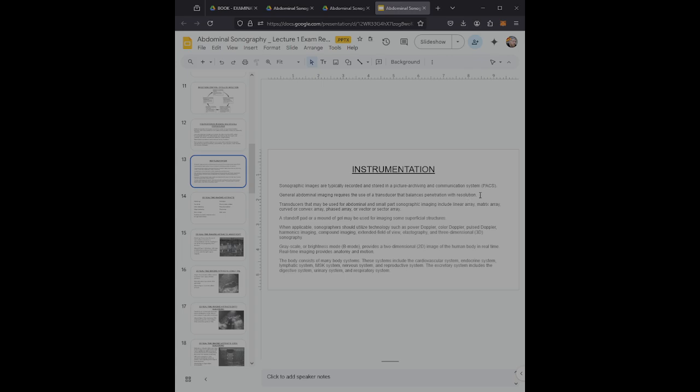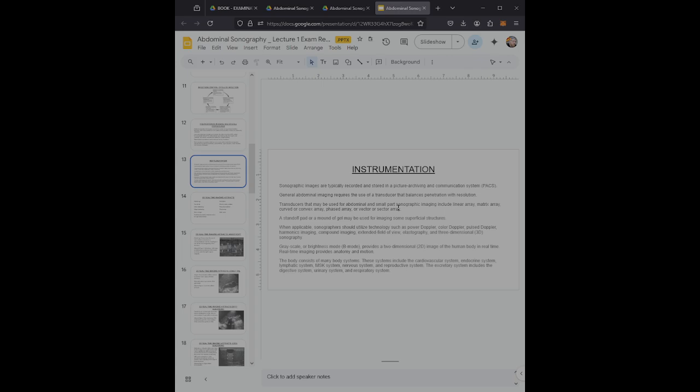Transducers that are used for abdominal and small part sonographic imaging include linear arrays, matrix arrays, curved or convex, phased arrays or vector and sector arrays. Higher frequency linear array transducers are used to image superficial structures such as the thyroid, the scrotum, and in MSK imaging, musculoskeletal, as well as to image the appendix or the pylorus of the stomach.